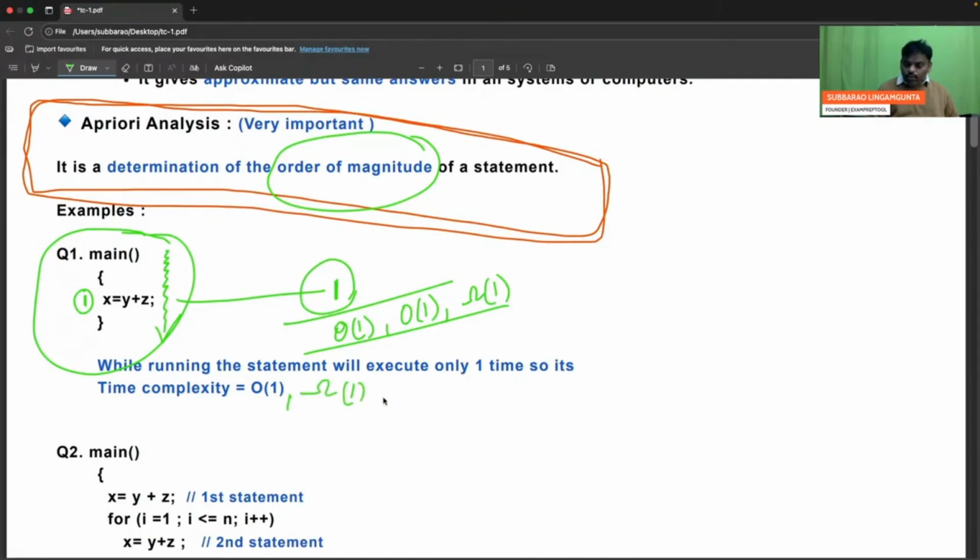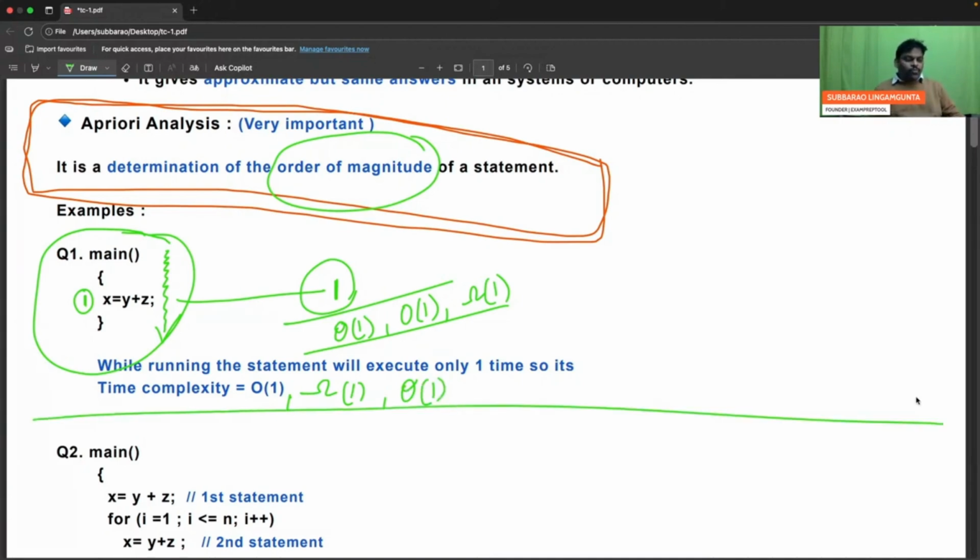That is the first program time complexity. You may be having some doubt. Please let me know. First program is over.